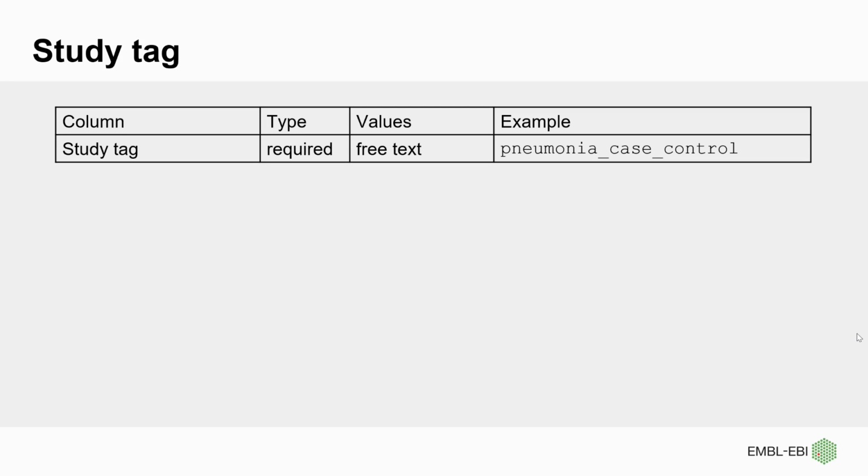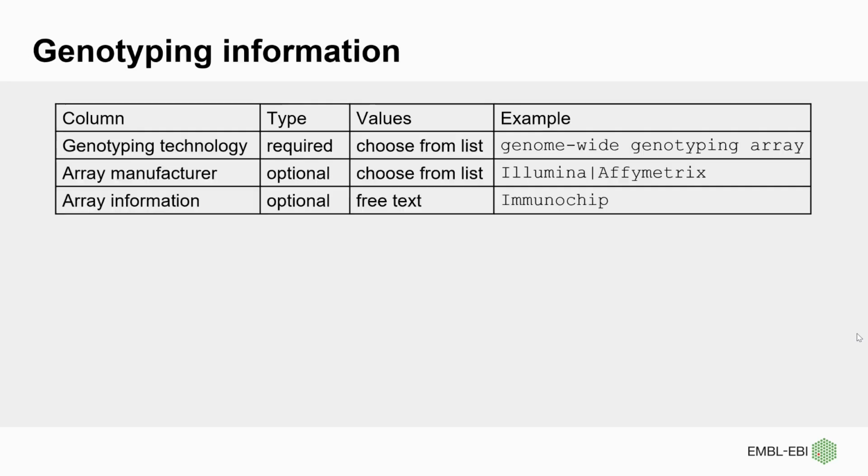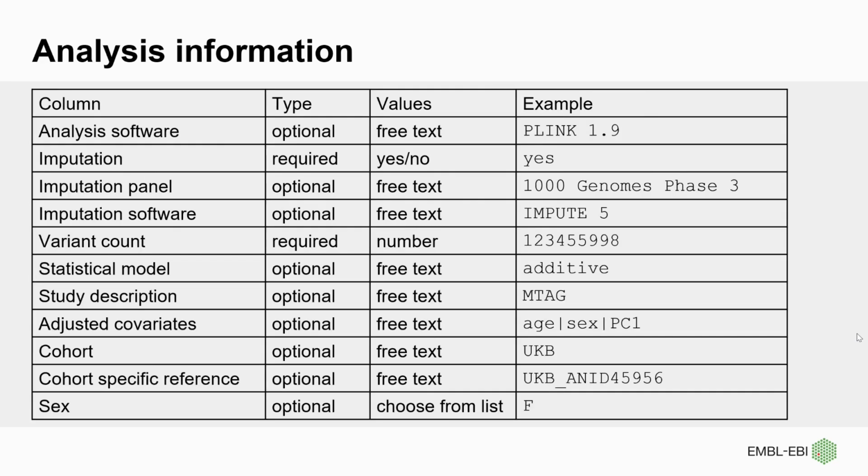The first column in the study sheet is the study tag. So this is a free text label that you can give to uniquely identify each study, and it will be used to match up the information between the studies and sample sheets. Next is the genotyping information, including the genotyping technology, whether it was an array or sequencing, for example, the array manufacturer, and any additional information you want to give about the array.